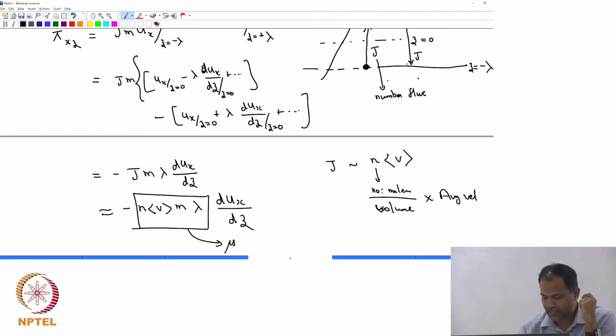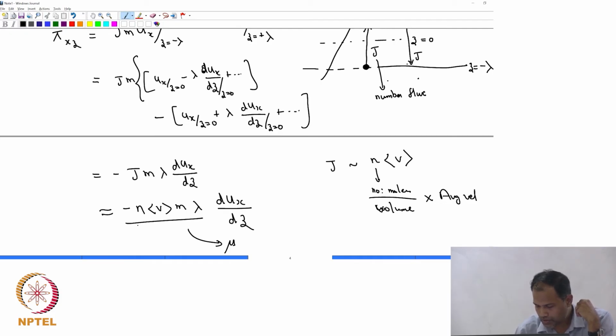Now, there is a factor that should really come in, because I have just said that it goes from minus lambda to plus lambda and so on, which is not really correct, but the picture that comes out is going to be correct, because it says that my viscosity is going to be proportional to the number of molecules that you have, its average velocity, the mass, the mean free path and so on. So, let me repeat.